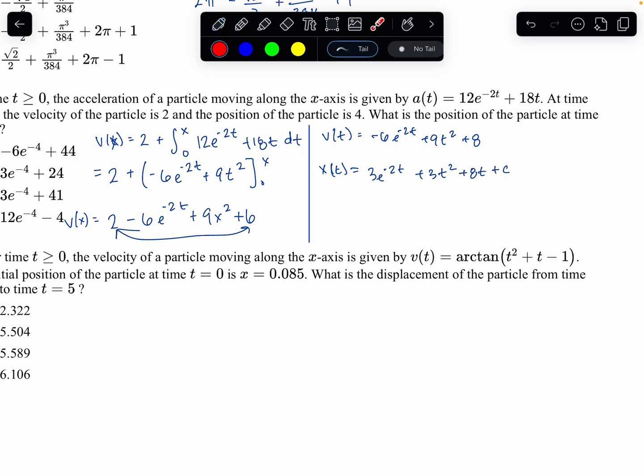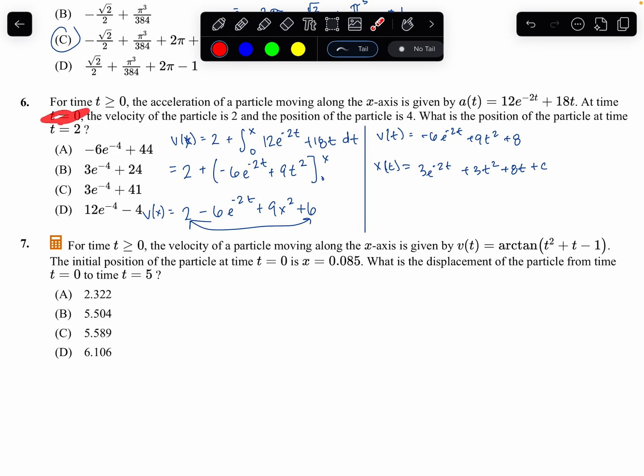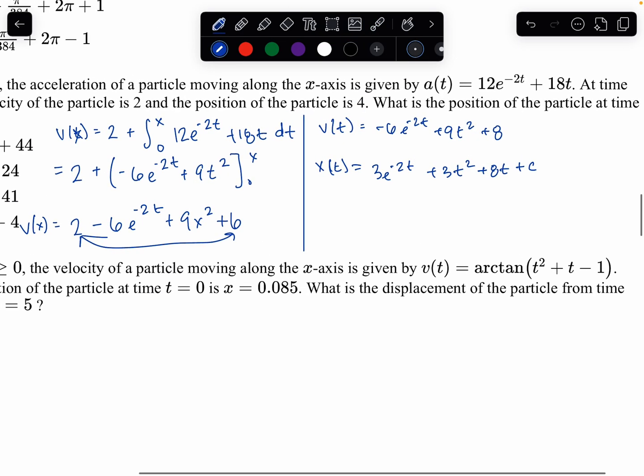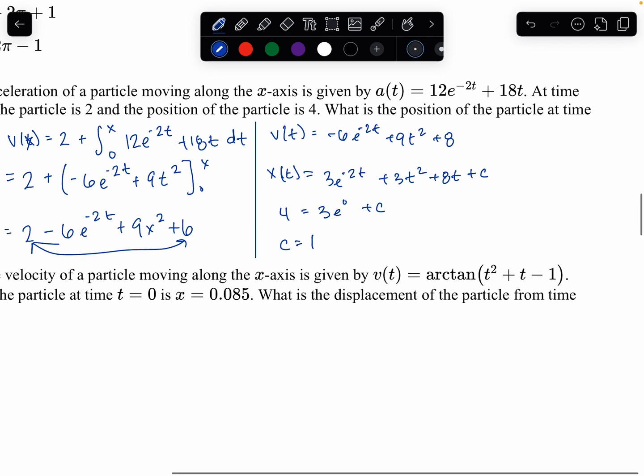Oh man, this is making me so angry because it should work out and it's just not. So then I know that the initial position, at t equals 0, is going to be equal to 4. So I know that the position will be equal to 4 when t is equal to 0. So 3e to the 0, and then 0, and then plus c. So then c is going to be equal to 1. So go ahead and plug this back up here to be 1.